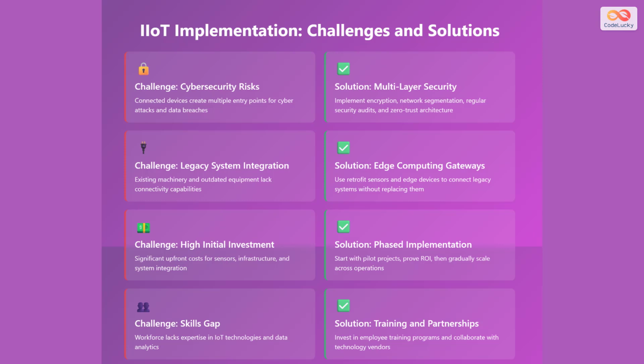High initial investment requires significant upfront costs for sensors, infrastructure, and system integration. Phased implementation addresses this by starting with pilot projects, proving ROI, then gradually scaling across operations. The skills gap exists because workforces often lack expertise in IoT technologies and data analytics. Training and partnerships solve this through employee training programs and collaboration with technology vendors.